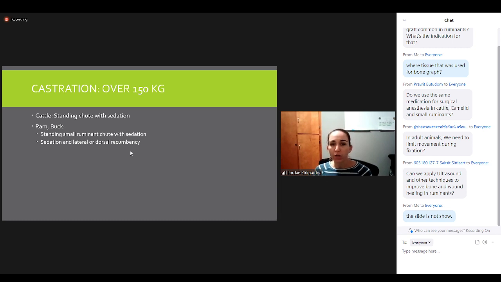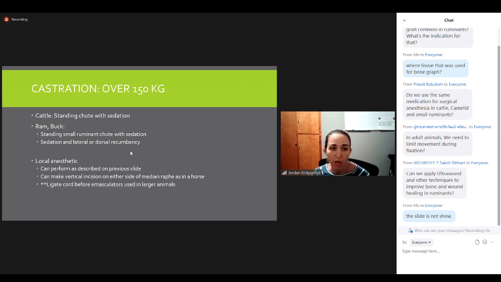If they're over 150 kilograms in cattle, they're normally in a standing chute with sedation. A ram or buck can either be in a small ruminant chute, which is very similar to what cattle are in, but just a smaller size, or they're sedated and put in lateral or dorsal recumbency.